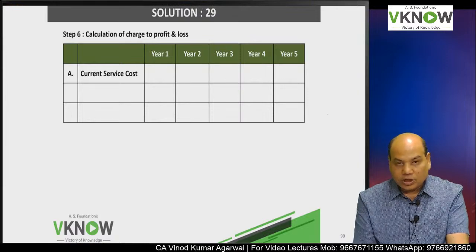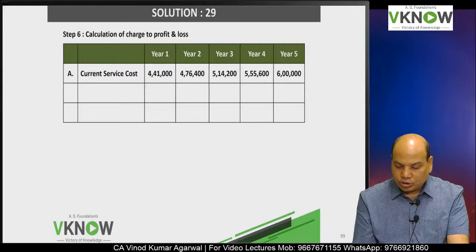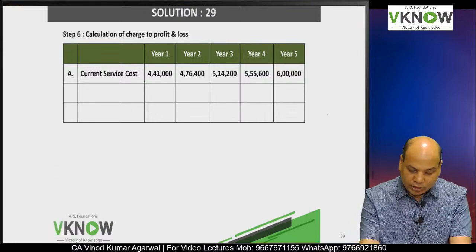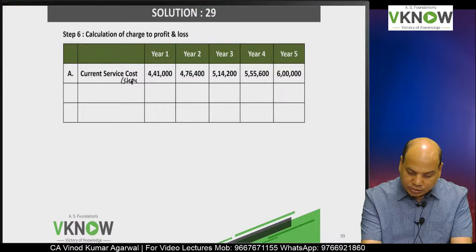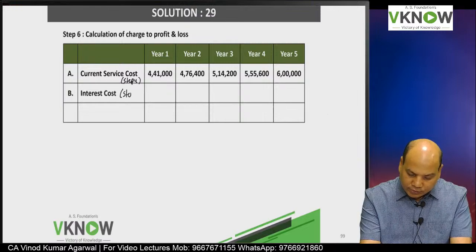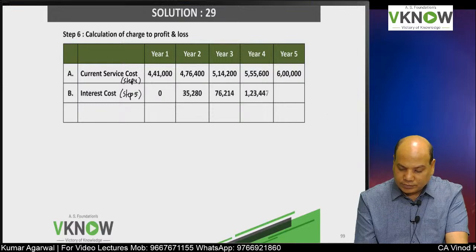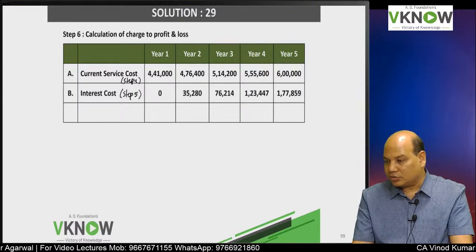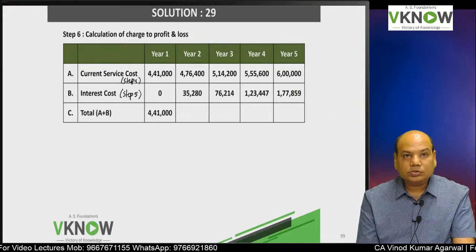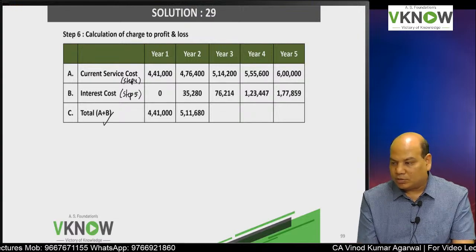So P&L account will have two items: current service cost. You can copy current service cost from step number 4, in bracket write step number 4, and you can copy interest cost from step number 5. So total amount to be charged to P&L account, A plus B.